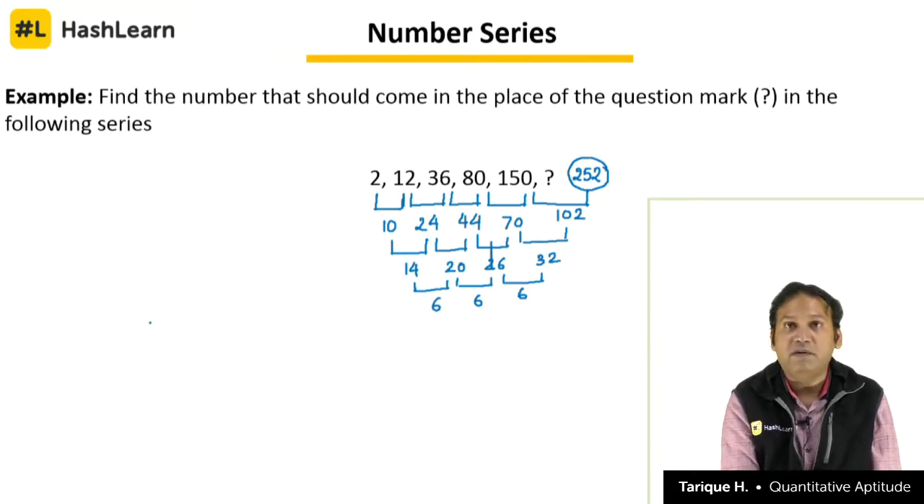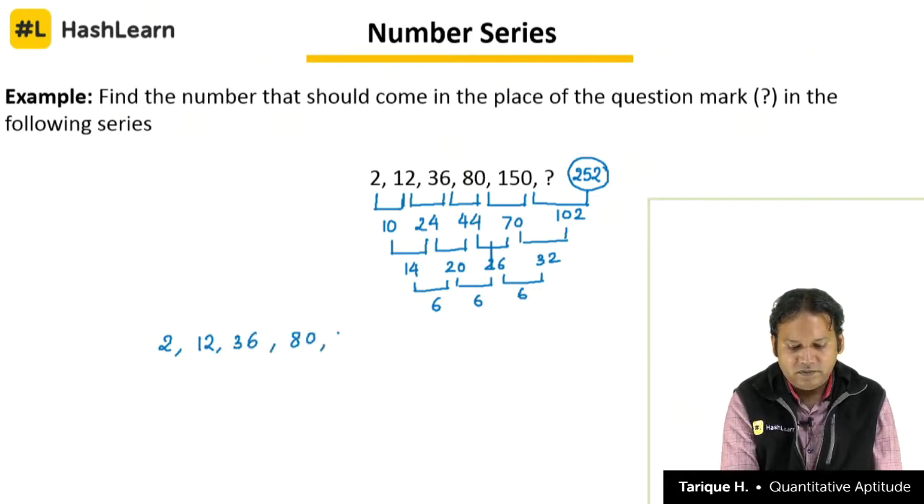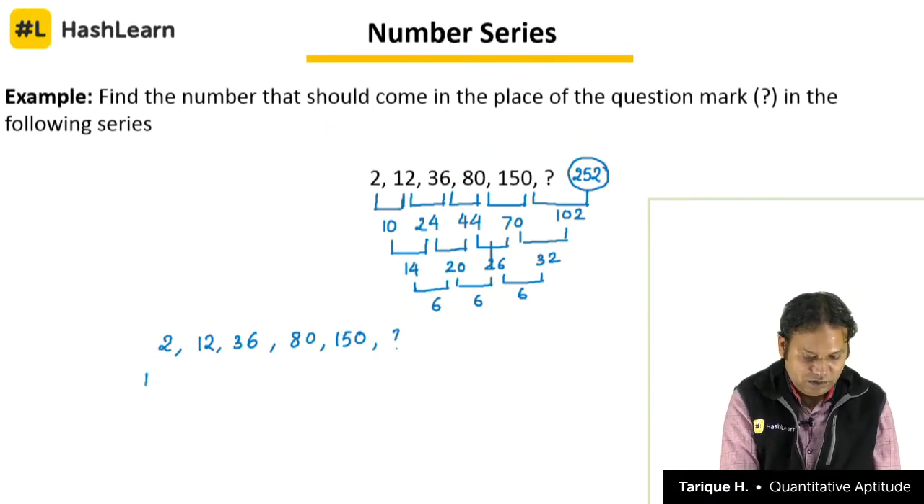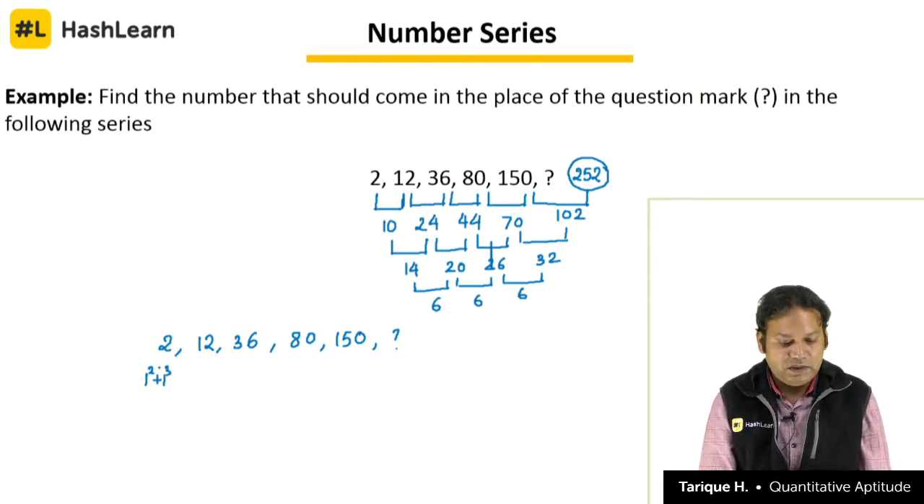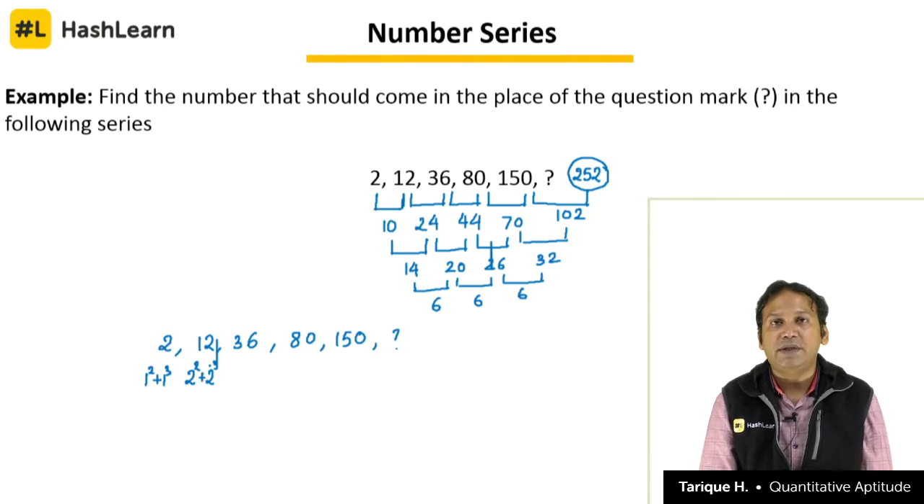But this question can be solved in one more way that you should understand. 2, 12, 36, 80 and 150 are related in one more interesting way. Okay, what is that interesting way? It's based on the properties of numbers. 2 is nothing but 1 square plus 1 cube. See, 1 square is 1, 1 cube is also 1. So 1 square plus 1 cube, we get 2. What is 12 equal to? You say 12 is equal to 2 square plus 2 cube. See, 2 square is 4 and 2 cube is 8 and 4 plus 8 is 12. That's how we get 12.